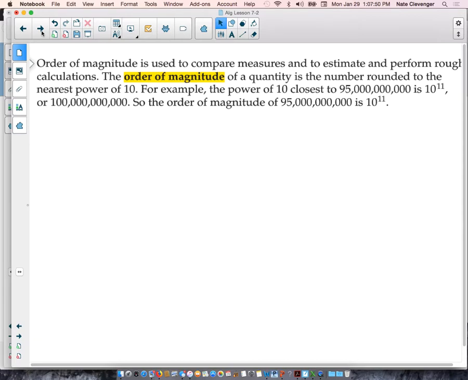So if you look at the number 95 billion, is it going to be closer to 100 billion or closer to 10 billion? 100 billion. So the order of magnitude would be 100 billion, or 10 to the 11th power.